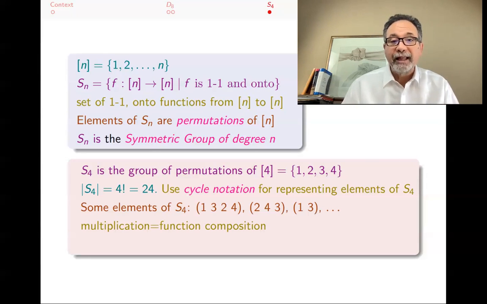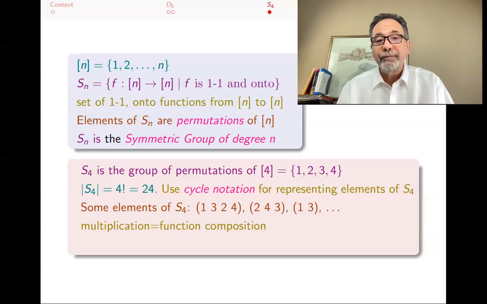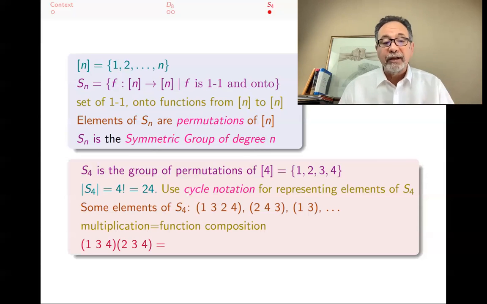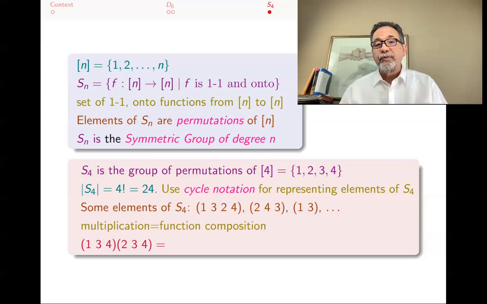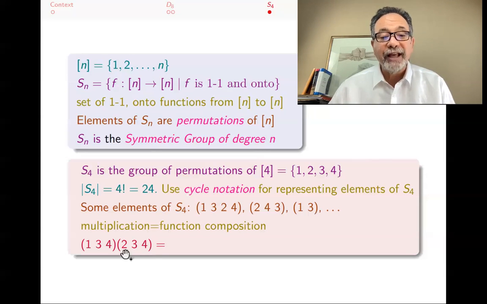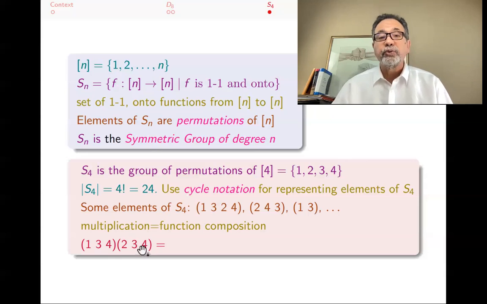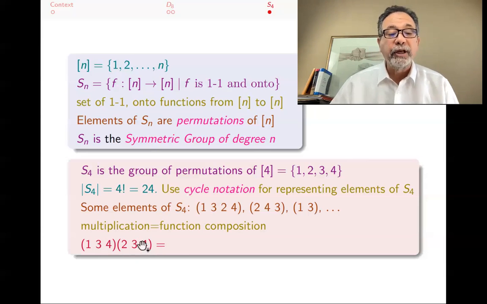How do you multiply elements of S4? You use function composition. You have 2 one-to-one onto functions, 2 bijections. When you compose them, you get a bijection. For example, how do you multiply (1, 3, 4), that's a 3 cycle, by (2, 3, 4), which is another 3 cycle? Thinking of function composition, that means (2, 3, 4) goes first. You do this one-to-one onto function, the (2, 3, 4), then you do that other one. How do we do this?